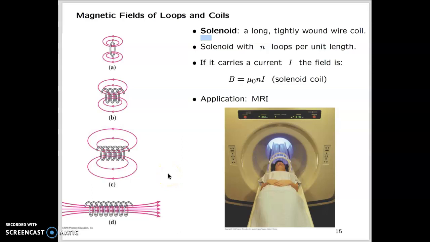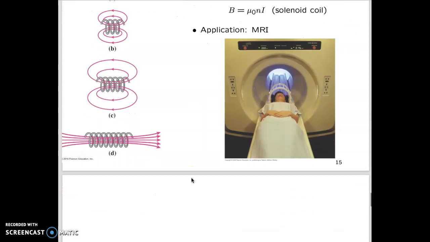Now, I'm not going to tell you how magnetic resonance imaging works. That's very complicated. But one of the things it requires is a really strong magnetic field. And that's how the magnetic field is generated. Okay.